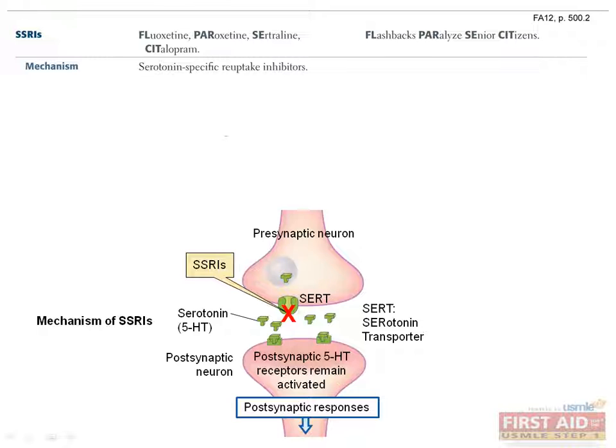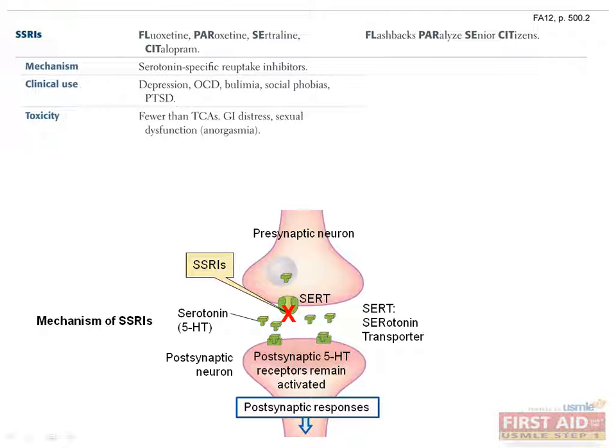As you might guess from the name, they block reuptake and recycling of 5-HT, or serotonin, at the bouton. Clinically, they're used for a wide spectrum of diseases, including depression, OCD, bulimia, social phobias, and post-traumatic stress disorder. Keep in mind that this is only a partial list, as we saw earlier that there are many other possible or relative indications for them.